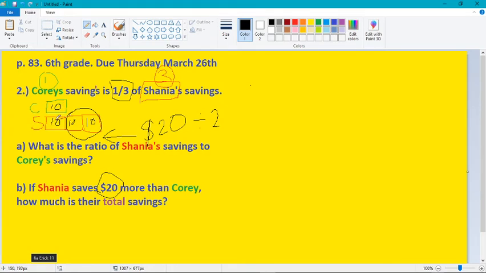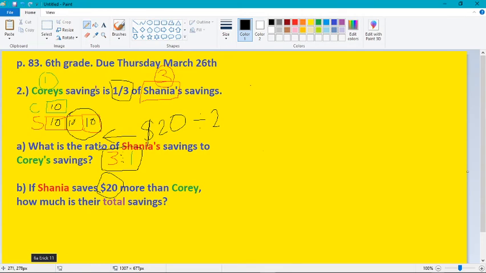Okay? So let's look back at those questions. Question A says, what is the ratio of Shayna's savings to Corey's savings? Well, we already know that Shayna is 3 and Corey is 1. So we can just put 3, 2, those little dots right there, I don't know if you can see them, 2, 1. That 1 in green represents Corey. So there's our ratio. Okay? If it asks for a fraction, you would just put 3/1.